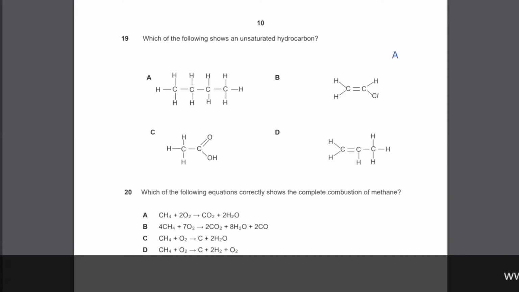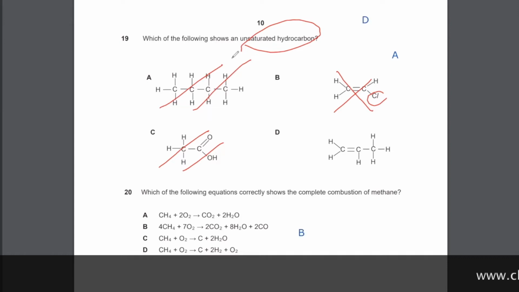Which one is the unsaturated hydrocarbon? Unsaturated hydrocarbon means that there is a double bond between the two carbons. And hydrocarbon means it only contains carbon and hydrogen only. So C will be struck out because C has oxygen, so it's not a hydrocarbon. Then B will be struck out because B has a chlorine. That means it's not made out of hydrogen and carbon only. So you're left with A and D. Then unsaturated means double bond. So A has no double bond, so A is struck out. Answer is D.